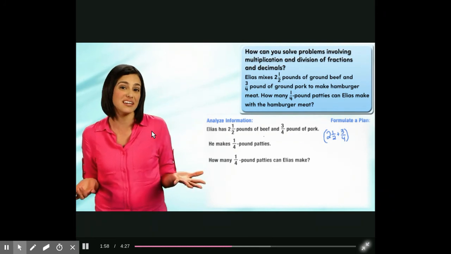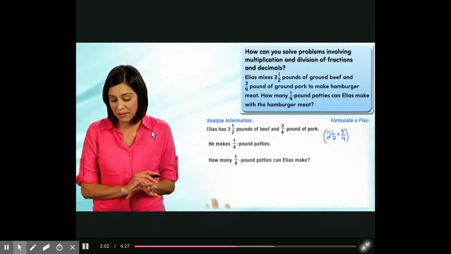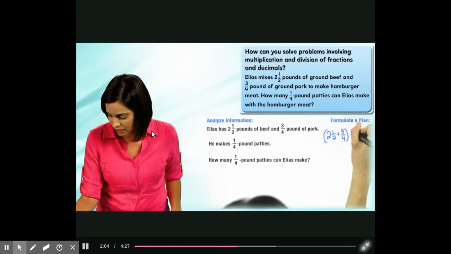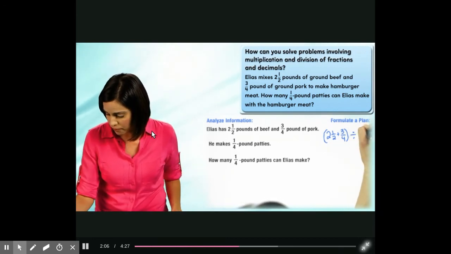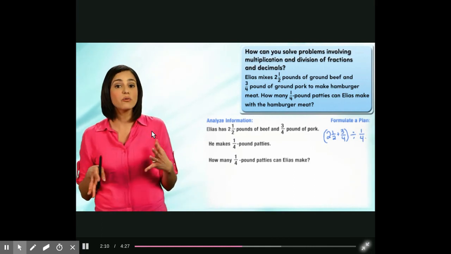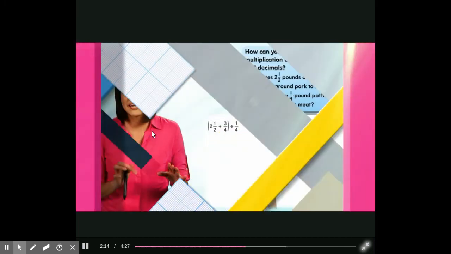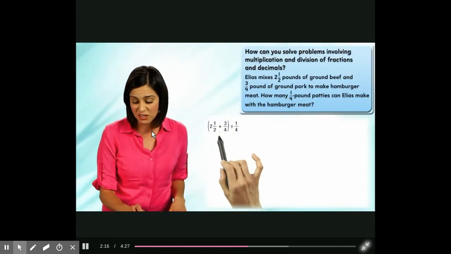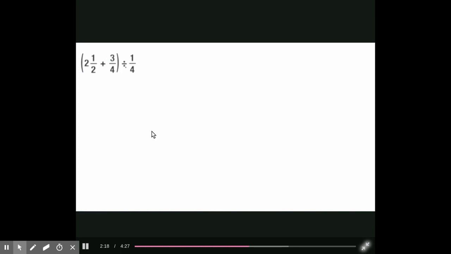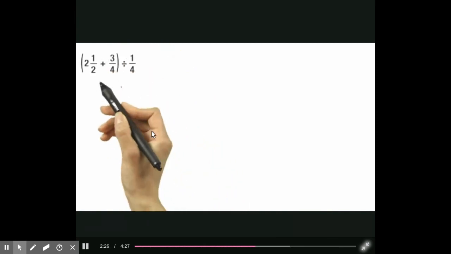Notice that our denominators are different, so we can't add the fractions. We need to find the common denominator. So the common denominator is 4, and if we multiply the 5/2 by 2 over 2, we get 10/4 plus 3/4. Now we're ready to add our fractions. 10 fourths plus 3 fourths gives us 13 fourths. And I don't have to write the parentheses anymore because I already did the operation inside those parentheses.